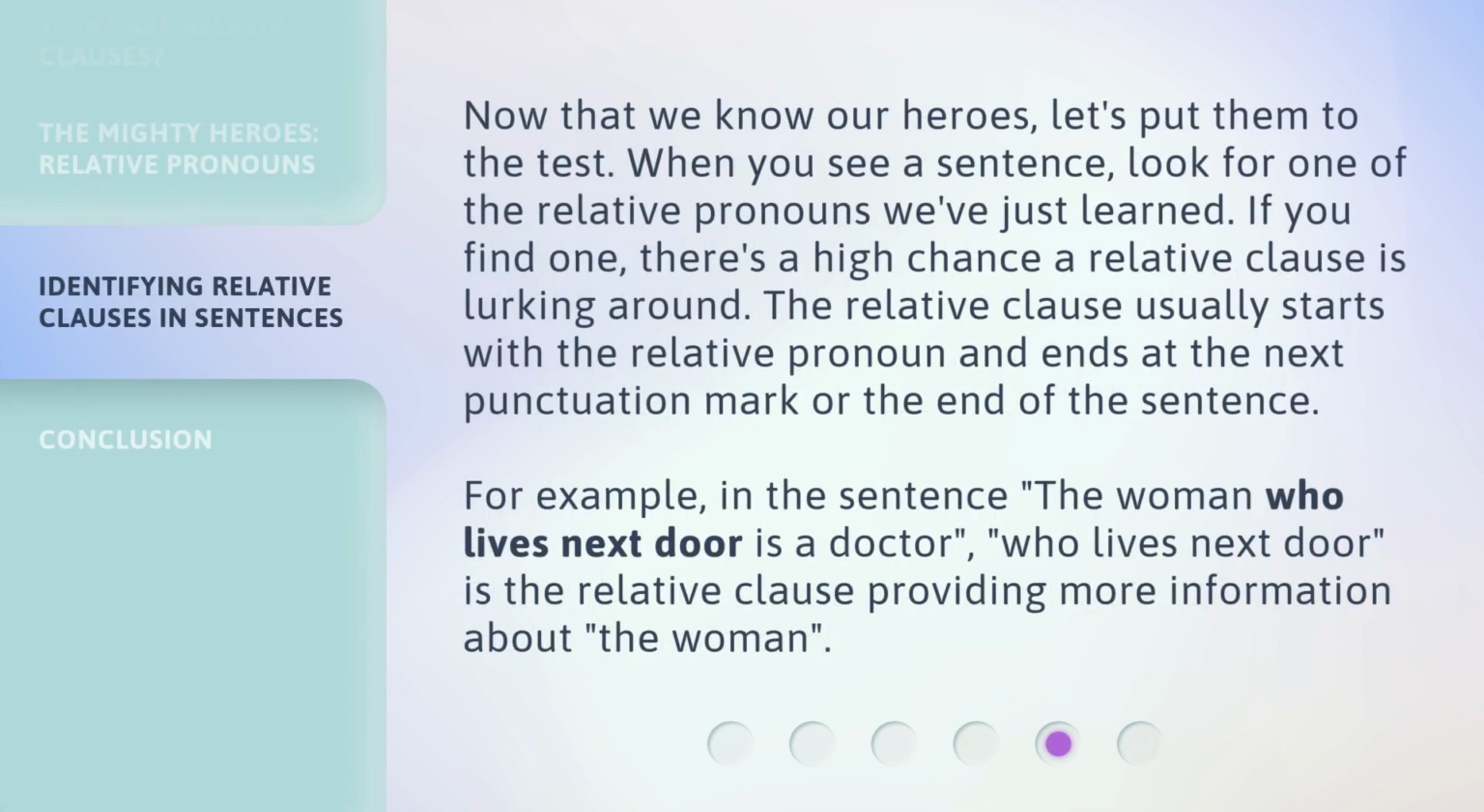Now that we know our heroes, let's put them to the test. When you see a sentence, look for one of the relative pronouns we've just learned. If you find one, there's a high chance a relative clause is lurking around. The relative clause usually starts with the relative pronoun and ends at the next punctuation mark or the end of the sentence. For example, in the sentence, the woman who lives next door is a doctor, who lives next door is the relative clause providing more information about the woman.